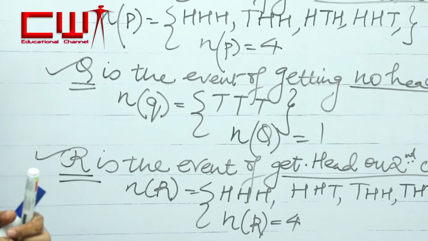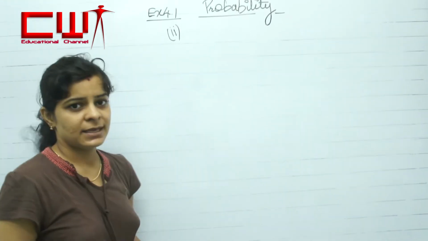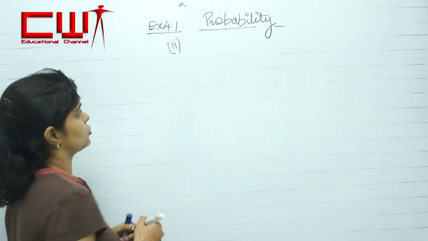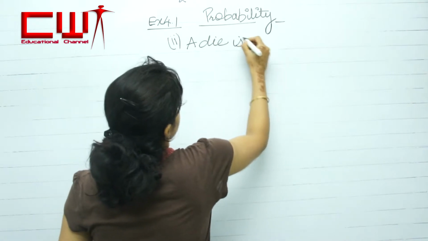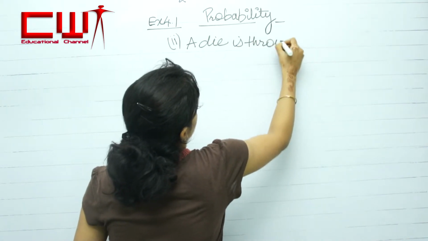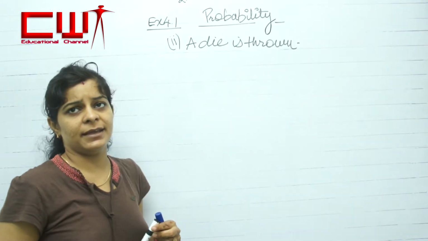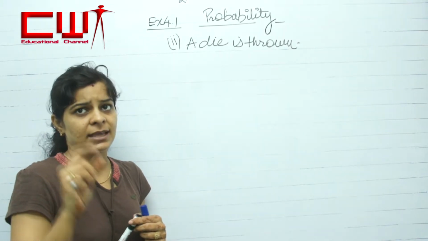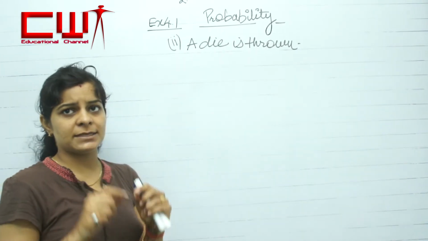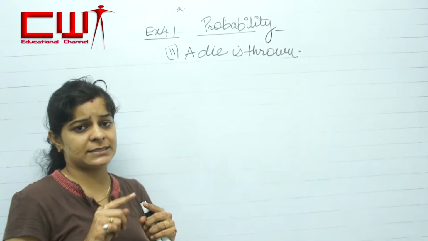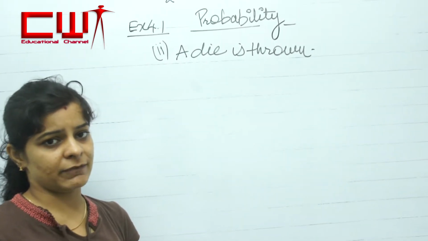We will switch on to the next question. We move on to the second question of the same exercise. It says a die is thrown. Can I ask you what is a die? A die means a dice, used when you play Ludo or something, where you have numbered dots. A fair dice has numbers 1 to 6.